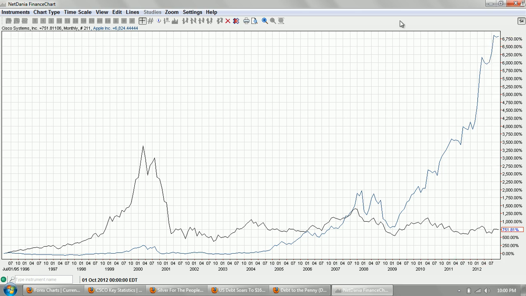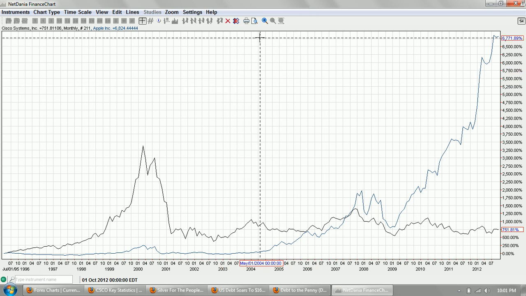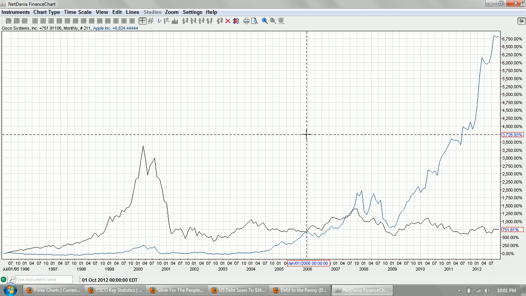a 6,700% return. And I think if you calculate it all the way back to the lowest that Apple hit, you can actually find a 100-fold return. So a tremendous run-up in Apple stock. Now I predicted Apple is going to result in a tremendous crash, and I just want to take you to some of the fundamentals to show you why.